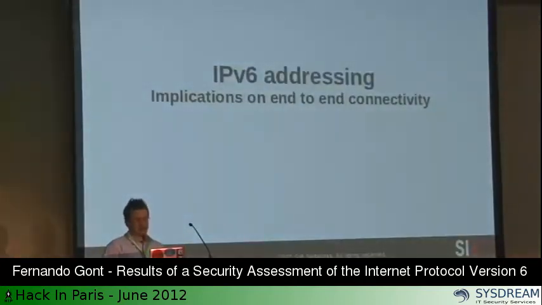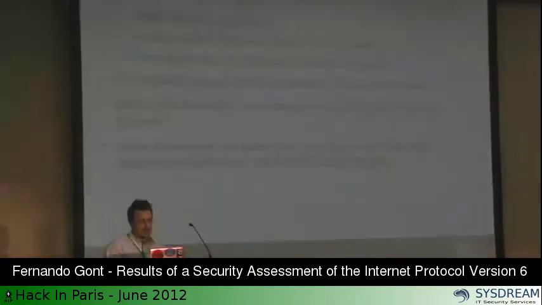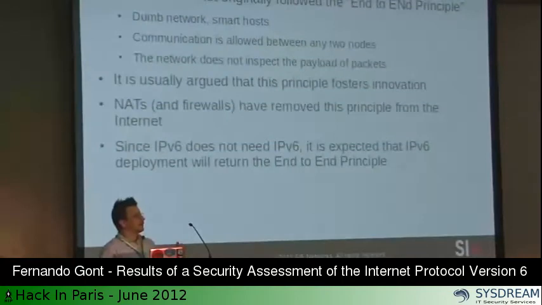A few comments about the implications of IPv6 on end-to-end connectivity. As an overview, the original design of the IPv4 internet used to follow what's called the end-to-end principle. The end-to-end principle usually implies a number of things. For example, that you have a dumb network and smart hosts. So the network essentially just forwards packets and does nothing else other than that.